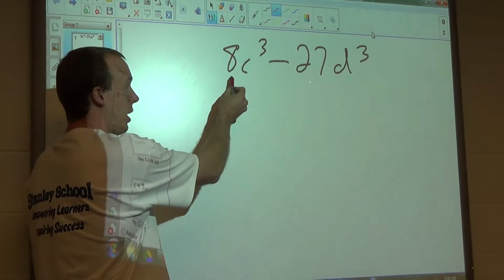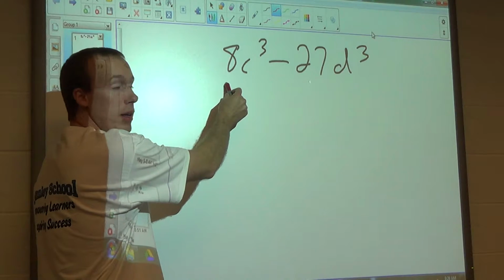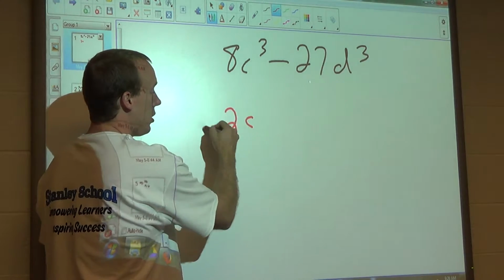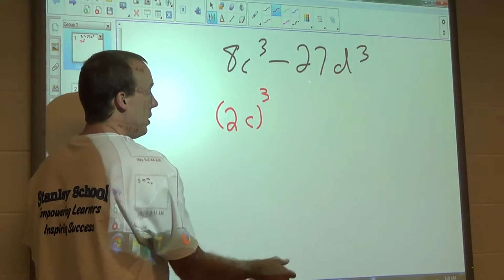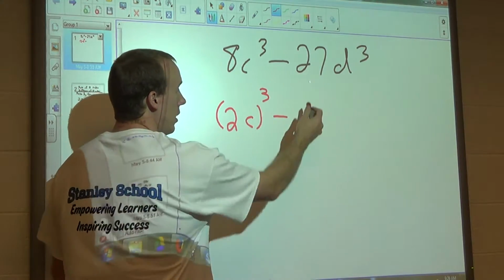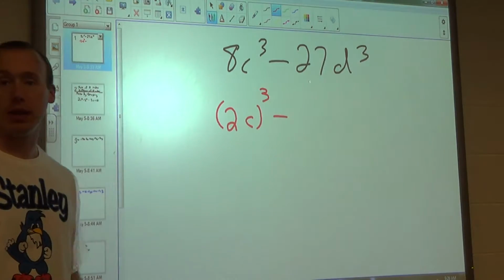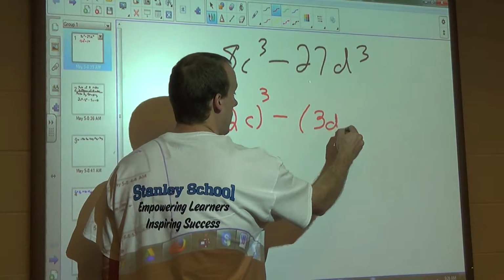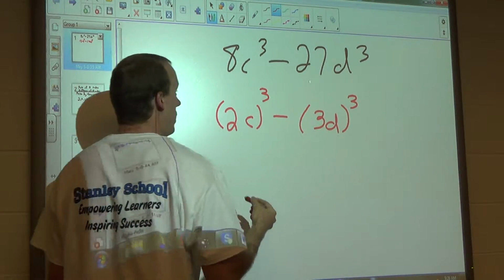So what times what gives me 8? 2. Okay, so 2 times 2 times 2 gives me 8. So it'd be 2c cubed minus what times what gives me 27? 3. So now I have 3d cubed.